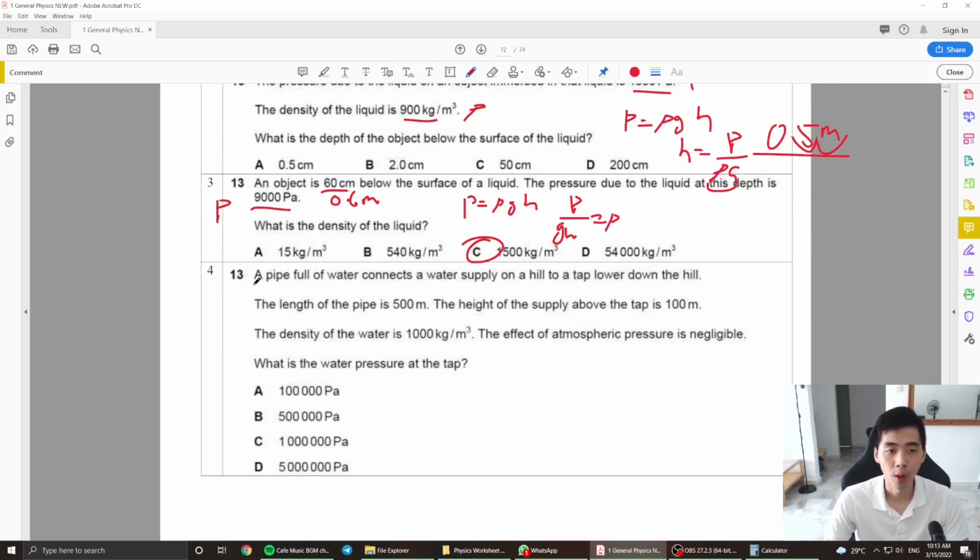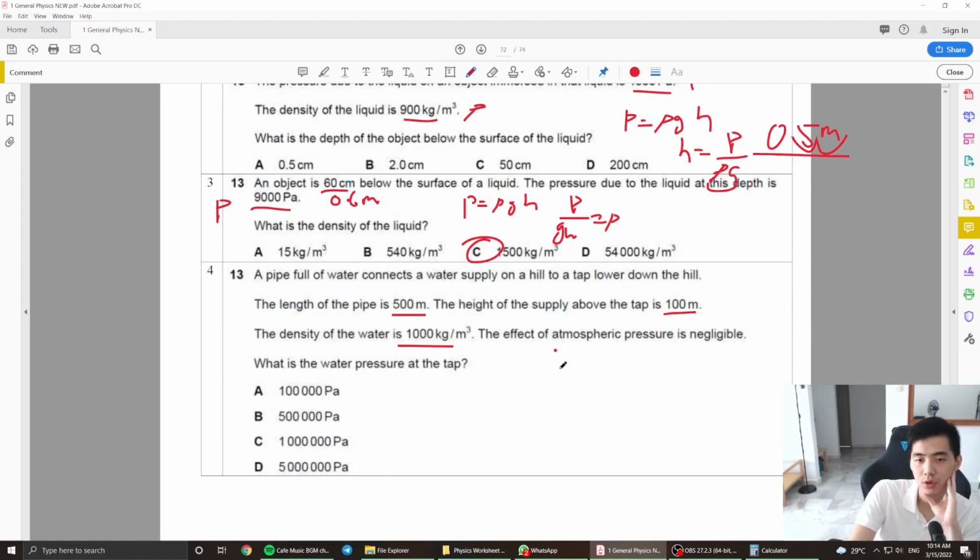A pipe full of water connects a water supply to a tap. The length of the pipe is this amount. The height of the supply above the tap is this amount. The density of the water is this amount. The effects of atmospheric pressure are negligible. What is the water pressure at the tap? The density of water is 1000 kg per meter cube. The effects of atmospheric pressure are negligible.